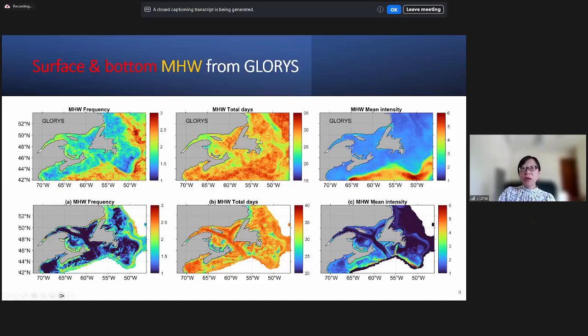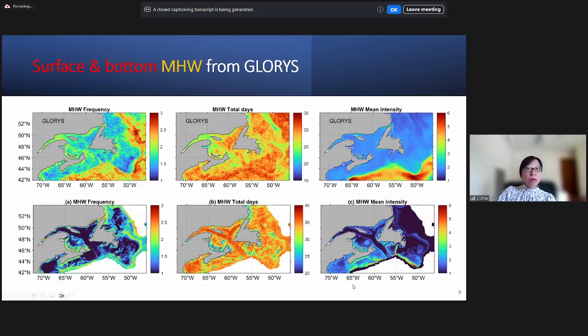But there are some interesting features here. You can see along the path of the inshore and offshore Labrador Current, you have less total days compared to the surrounding areas. And this figure shows the marine heat wave mean intensity, which shows a very strong contrast between the shelf water and the slope water. And this is likely due to the strong temperature variations in the slope water.